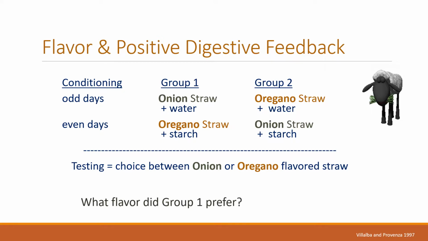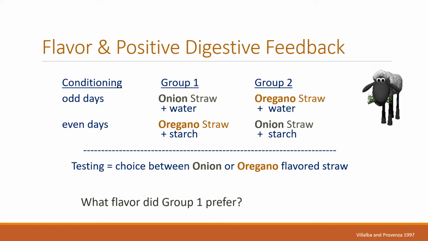They'd eat the straw, it was pretty low quality, they didn't get any energy boost. On even days, they'd eat the alternate flavor of straw. So in group 1, they ate oregano flavored straw, and they would get a small bottle of starch water. So starch, which is a good soluble energy, mixed with water, put down into their rumen. The group 2 would get onion flavored straw, and then they would get starch put into their rumen.